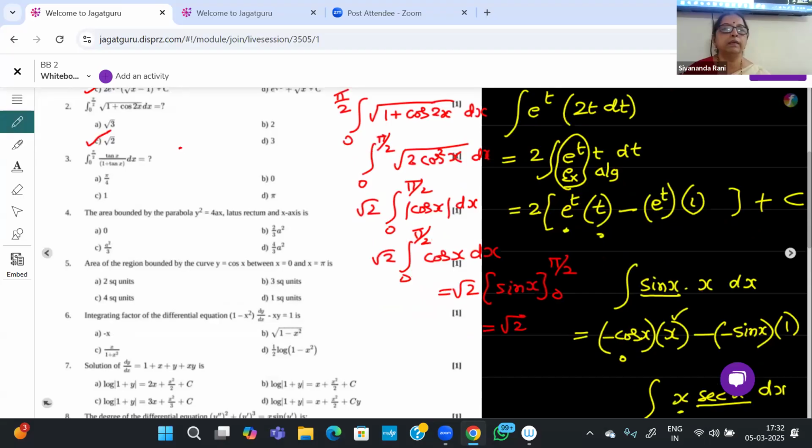Next one. 0 to pi by 2, tan x dx by 1 plus tan x.